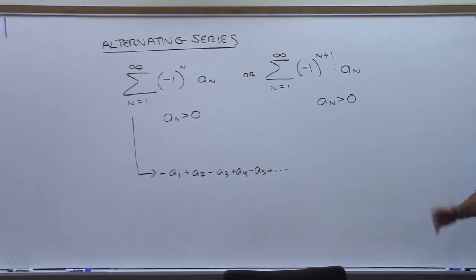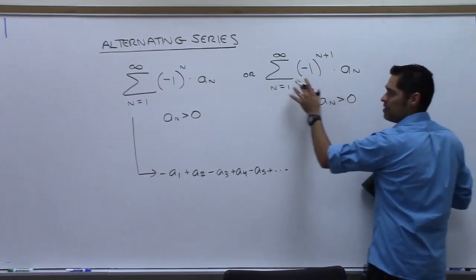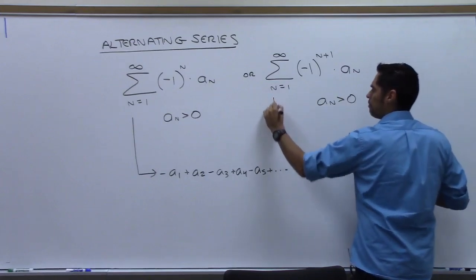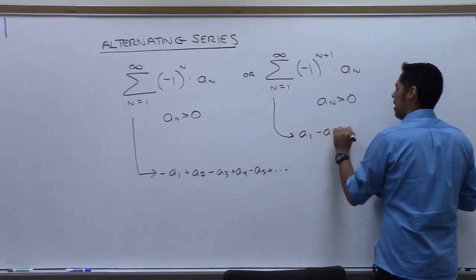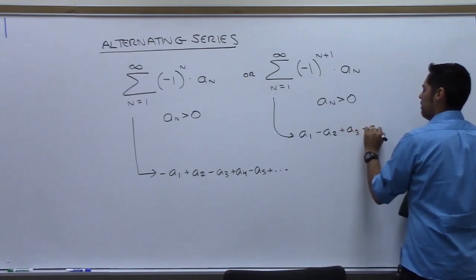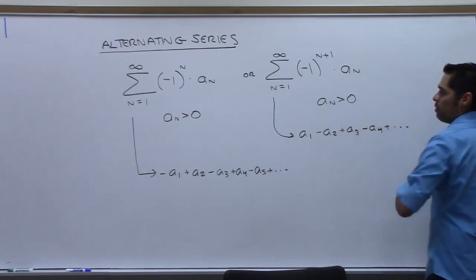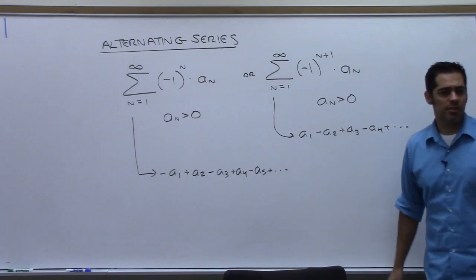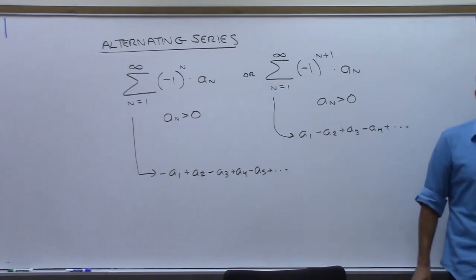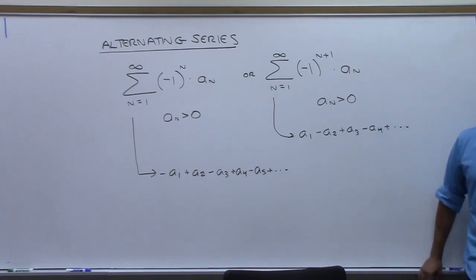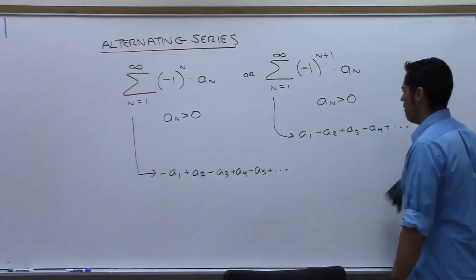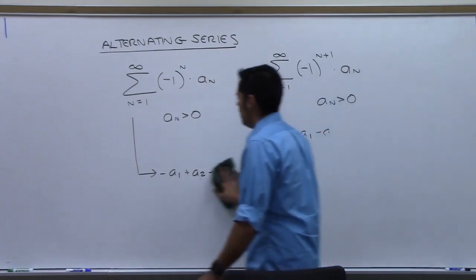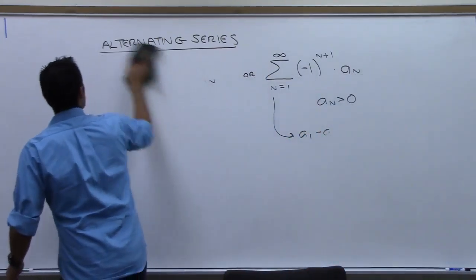The only difference between this and this one is what? The first one's positive, next one's negative, then positive, then negative, and so on and so forth. In either case, these are called alternating series. So let's take a look at a new alternating series and see if we can figure out its convergence or divergence. Here's a specific example.